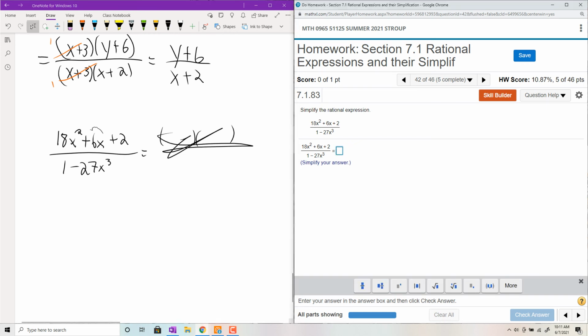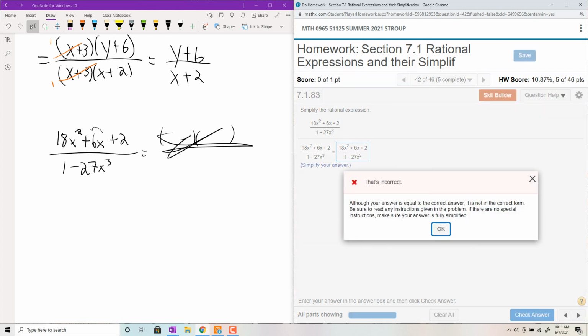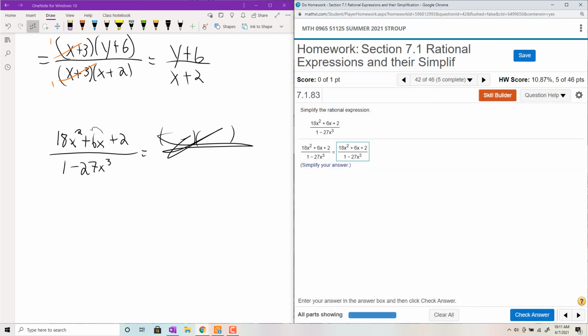So I'm just going to rewrite it and see what happens. So fraction bar, 18x squared plus 6x plus 2, over 1 minus 27x cubed. No, I guess I'm not seeing it. Depressing. 18x squared plus 6x plus 2. Maybe there's some way to factor it.